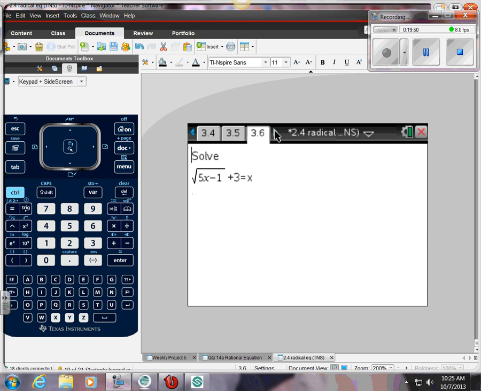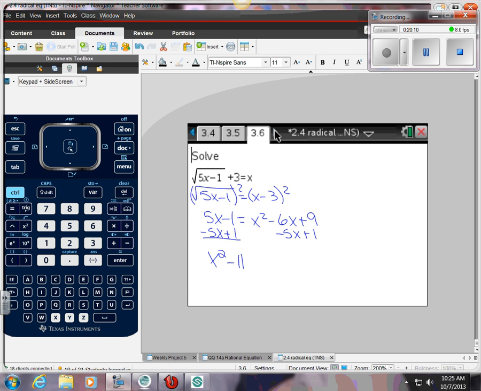Okay, so for the sake of time, you should have subtracted the 3 over, right? Squared both sides. 5x minus 1 equals x squared minus 6x plus 9. Agreed? Subtract the 5x, add the 1. And we get x squared minus 11x plus 10 equals 0. Factor x minus 10, x minus 1. And we get x equals 10 and 1. Do they both work? No. Which one gets rejected? 1. My only answer is 10. All right, guys, how'd we do today, okay?